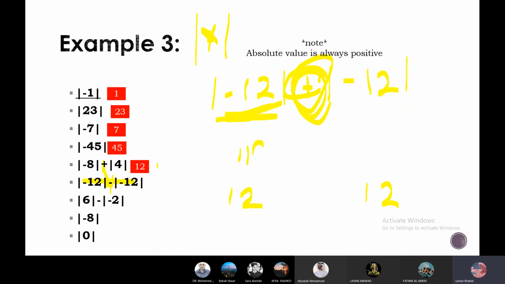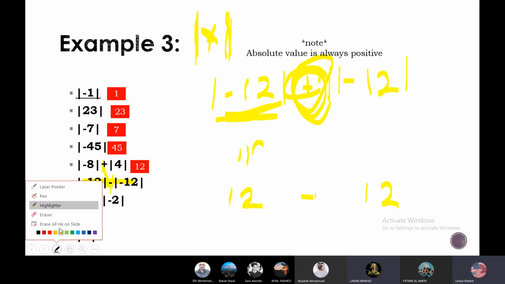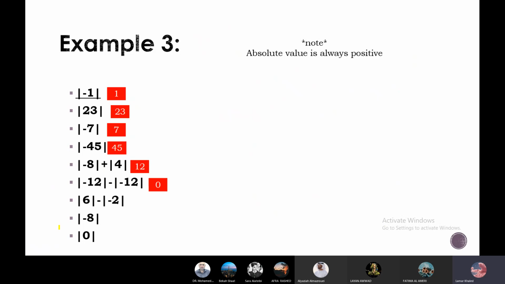So only between these two things we're gonna change. Here, the absolute value of -12 is 12, and here it is 12 too. Sorry, I forgot to do this. So the answer will be 12 and 12. Now we're gonna subtract them. So 12 minus 12, it will be what? 0. Thank you very much, Layan.